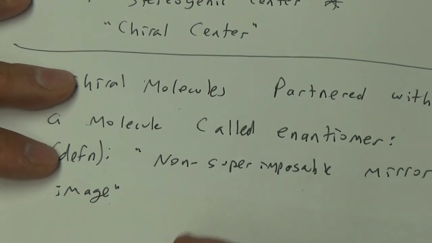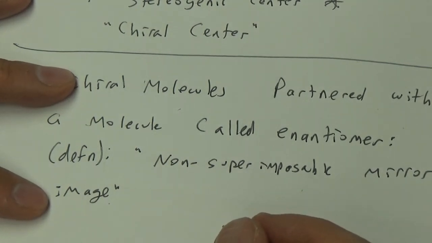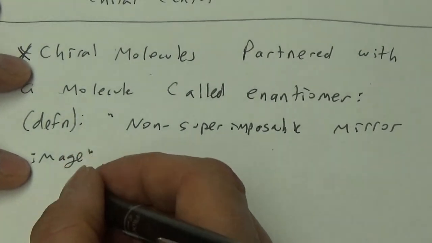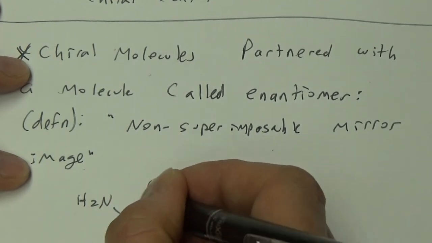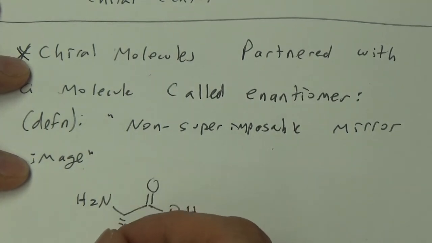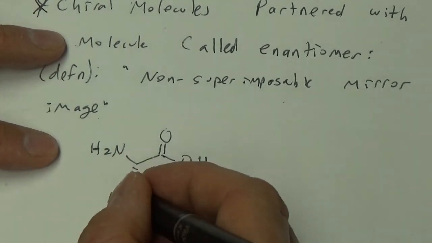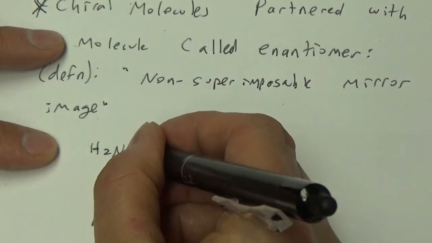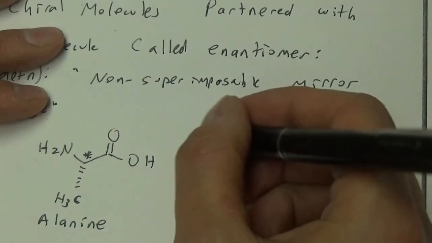Alright, and what I'll do lastly is we'll just draw a couple molecules and just point out the chiral centers or stereogenic centers, alright? Pretty easy. Okay, so this is an amino acid called alanine. One of the components of proteins, amino acids. Where's the stereocenter or stereogenic center? It's right there. And there's always an H. Well, there's an H there. I'm not showing the H. That's okay.